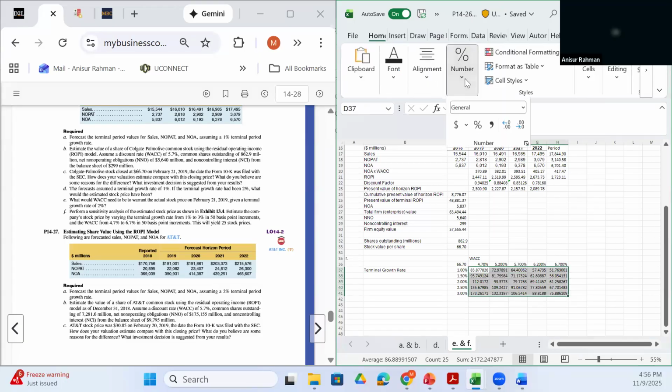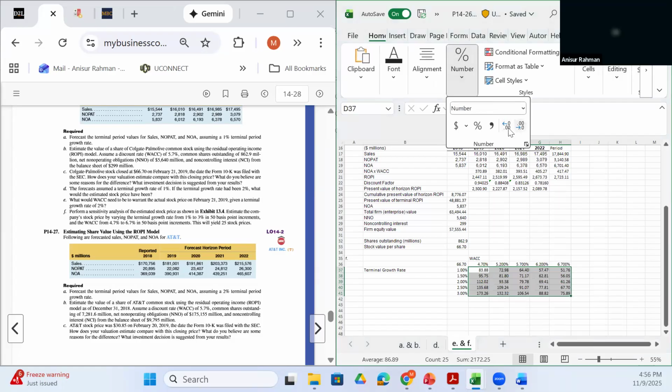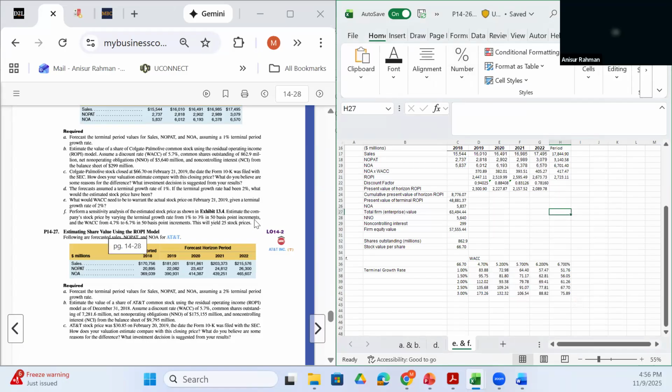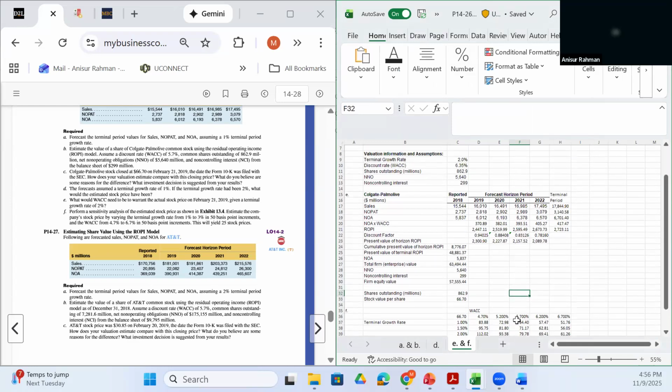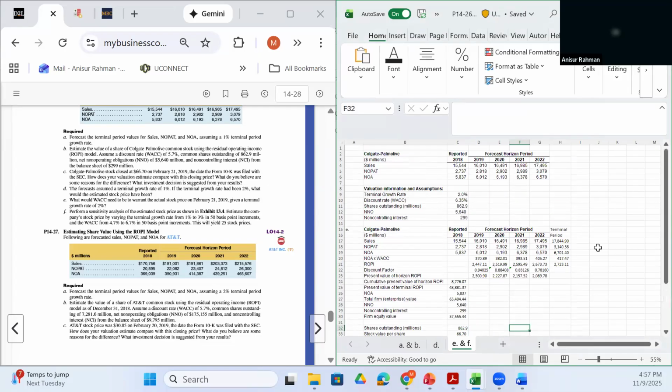I'm going to use only 2 decimal places. So that's it for this problem. I want to show you one more thing quickly here. Now on the quiz, there may be a problem that will ask you to solve a specific part or portion of this problem.